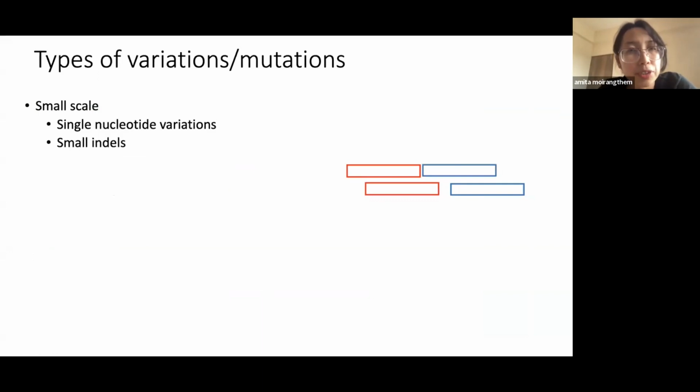Then types of variations or the types of mutations. Earlier we used to use the term mutations. Still today some of us do, but the term which is now preferred is variants or variations. So broadly, these are of two types: small scale variations and large scale variations. Small scale variations can be single nucleotide variations or small indels. Indels means insertions and deletions.